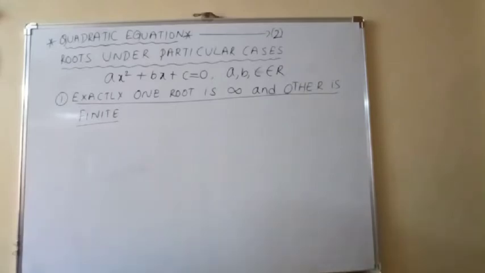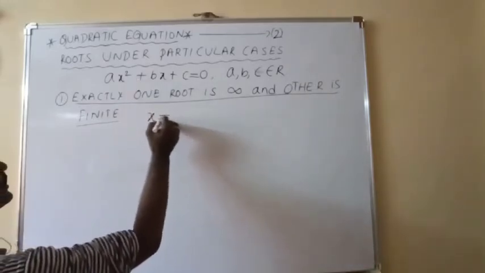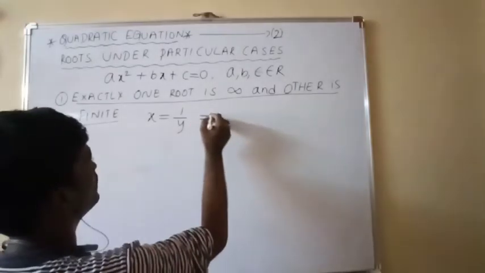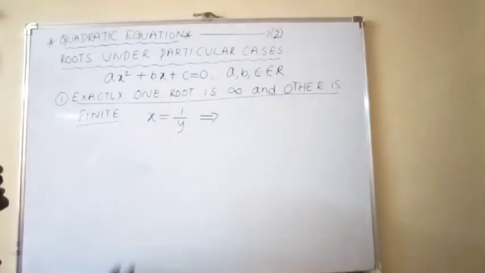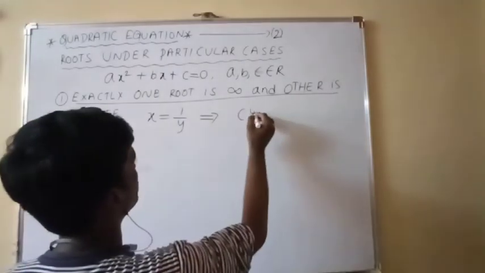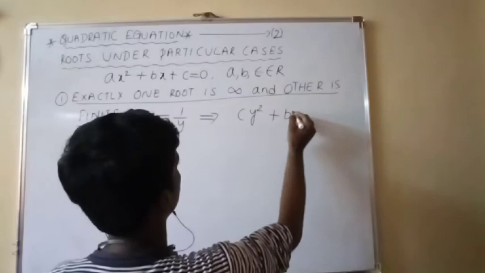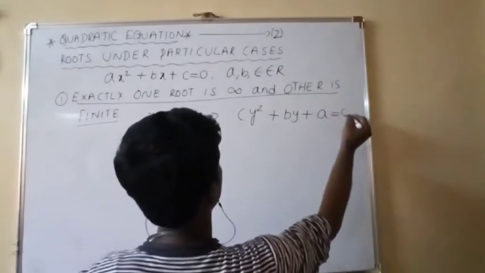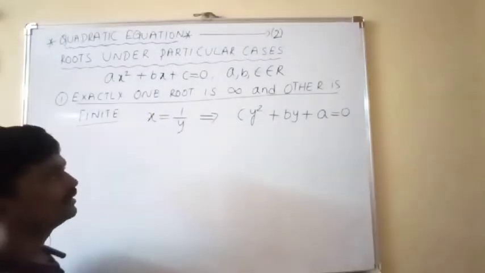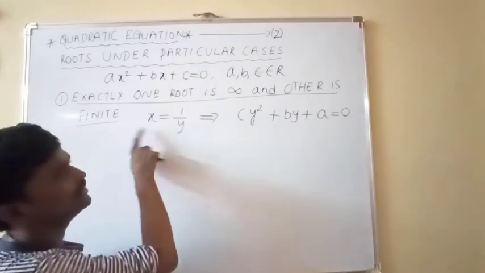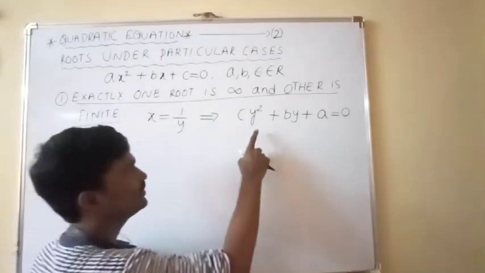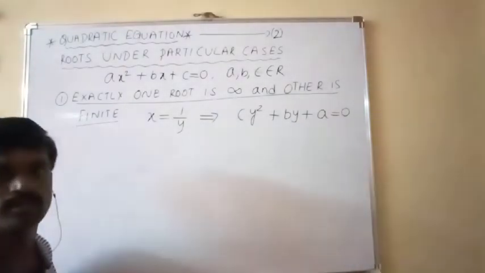In this quadratic equation you put x is equal to 1 by y, or y is equal to 1 by x. X is equal to 1 by y means y is equal to 1 by x only, no? But here it is in terms of x now. So put x is equal to 1 by y and simplify. I am writing directly. So we will get cy square plus by plus a is equal to 0. As one of the values of x is infinity, one of the values of y must be 0. That means one of the roots of this quadratic equation must be 0.